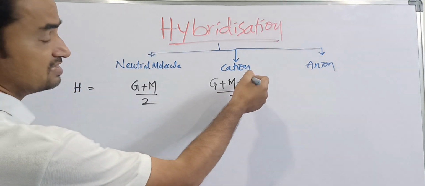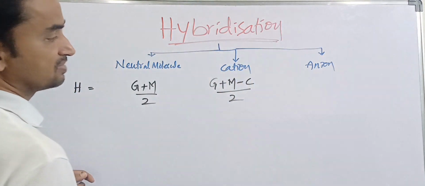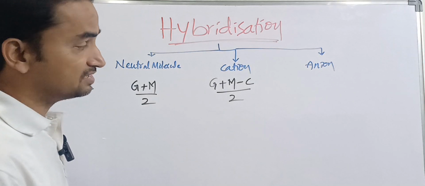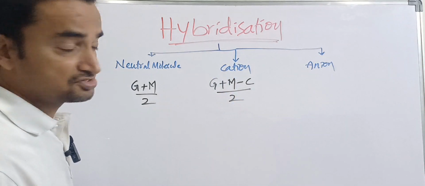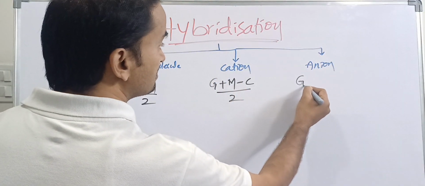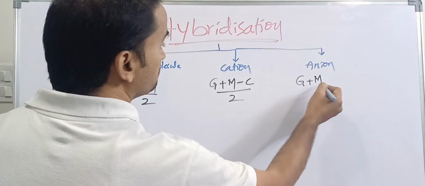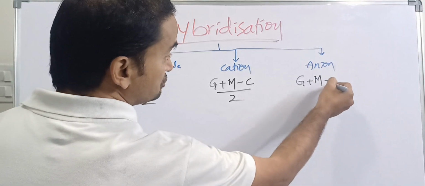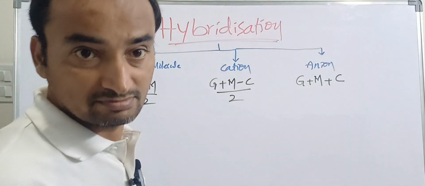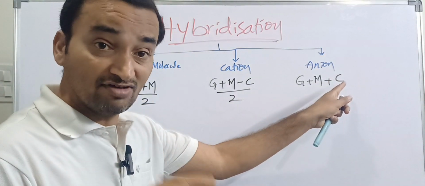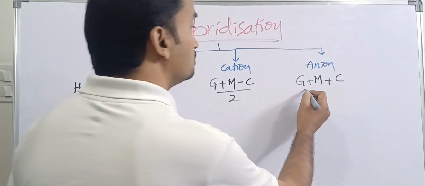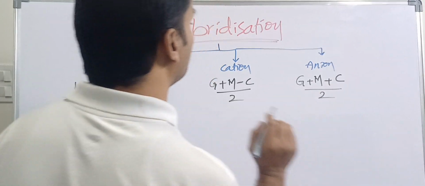Here C is the charge of the cation, where if it is a unipositive charge, that is -1. Bipositive charge, it is -2, like that. Now in the case of an anion, we use the same G plus M, but here we are going to add the charge. Suppose NO2 minus, we are going to add the charge 1, SO4 2 minus, we are going to add charge 2, divided by 2. So this is the formula.